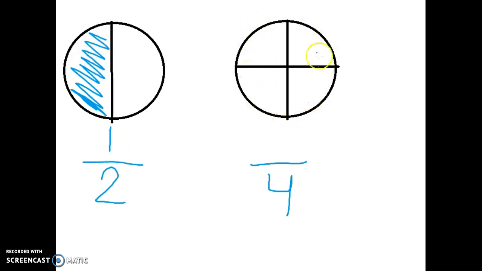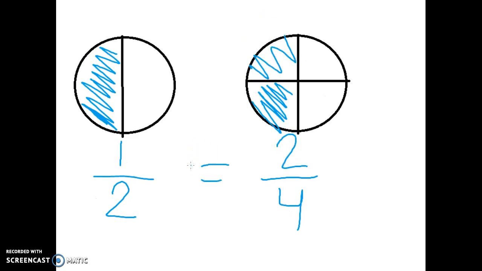Now, if we look over here at this cookie, how many slices would I need to eat for it to be equal to what I ate over here? Right, 1 slice, 2, showing that 1/2 and 2/4 are equal. 1/2 and 2/4 are not the only equivalent fractions. So in this video, we're going to continue to explore how to find equivalent fractions.